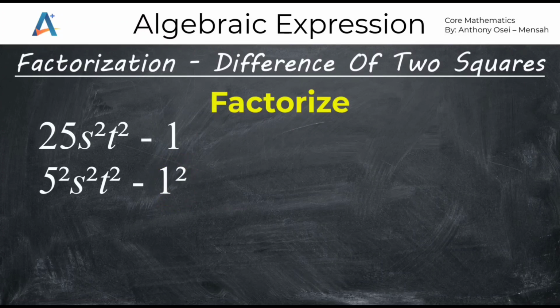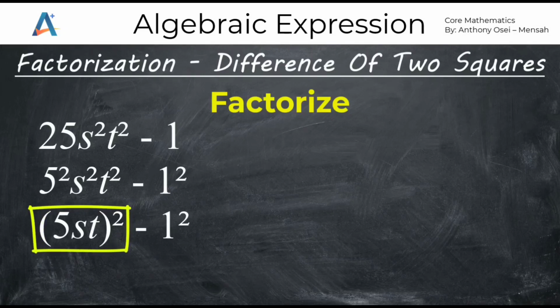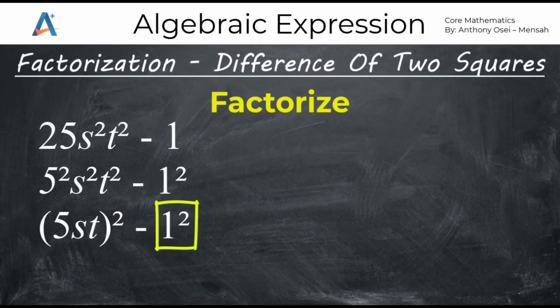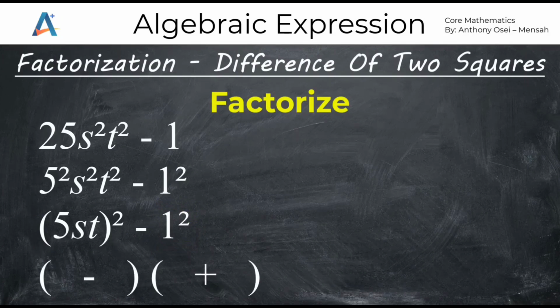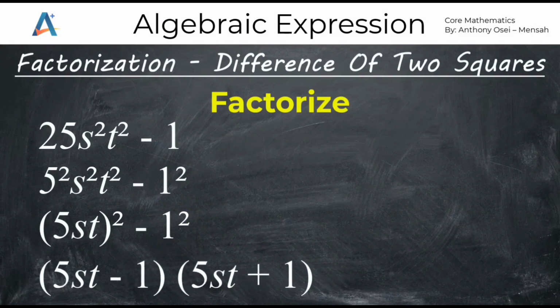Now let's combine this into a single square, which is to say bracket of 5st with a square outside, minus 1 squared. So now the 2 squares are visible. So (5st) squared is the first square and then 1 squared is the second square. Let's draw 2 brackets to finalize the answer. So in the first bracket, we have this minus this. That is 5st minus 1 without their squares. And the same thing added, 5st plus 1. So this becomes the final answer for 25s squared t squared minus 1.